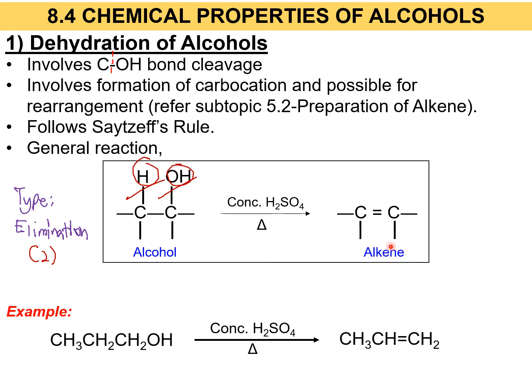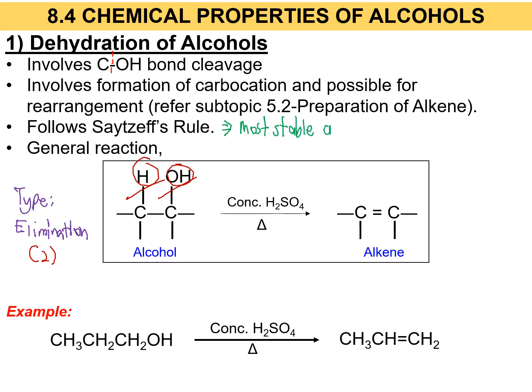And then sebab you nak form alkene, there is rules untuk you form alkene. The rule is named as Zaitsev rule. Zaitsev rule ni cakap apa? Ingat lagi tak you belajar alkene? Dia cakap, bila you nak form alkene, you kena form the most stable alkene.